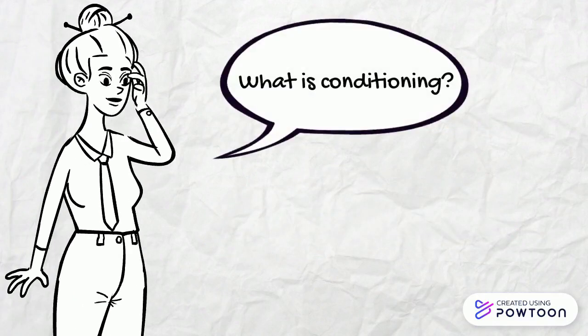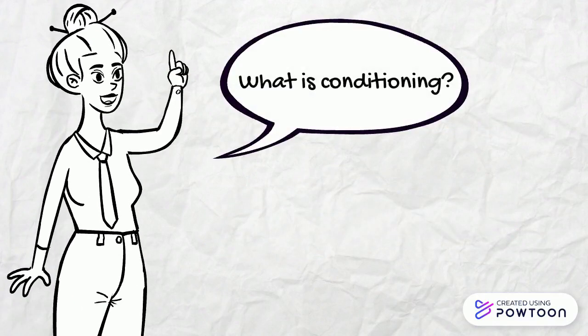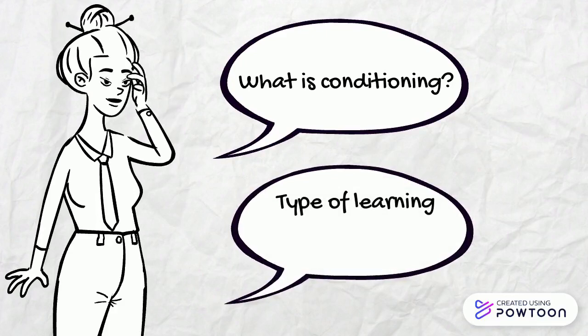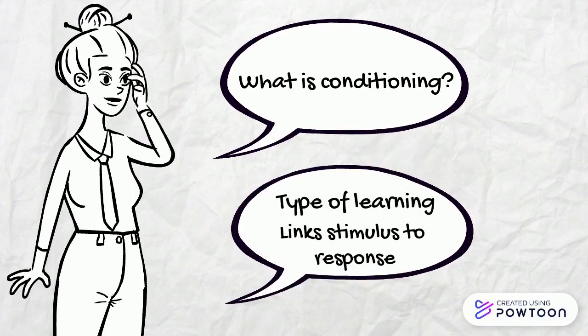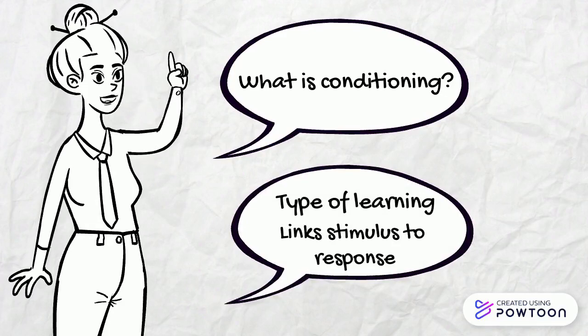So, what is conditioning to begin with? Conditioning is a type of learning. It links some sort of trigger, also called a stimulus, to human behavior, also called response.